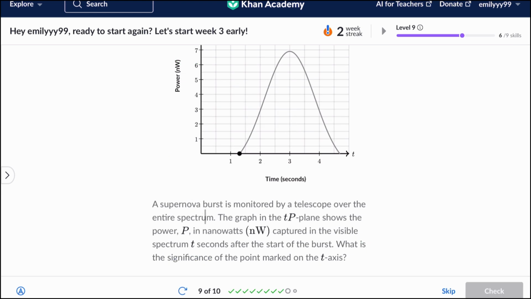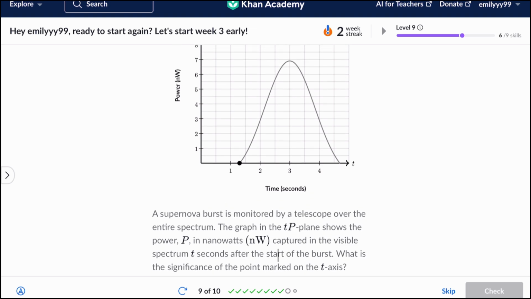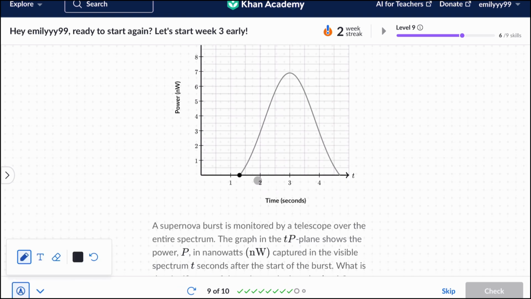A supernova burst is monitored by a telescope over the entire spectrum. The graph in the TP plane shows the power P in nanowatts, which is NW, captured in the visible spectrum t seconds after the start of the burst. What is the significance of the point marked on the t-axis? So they're asking us what this right here means.